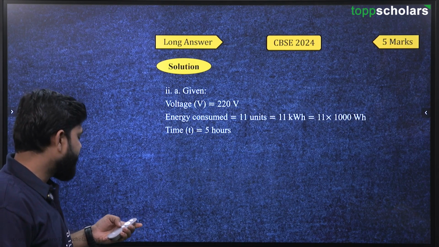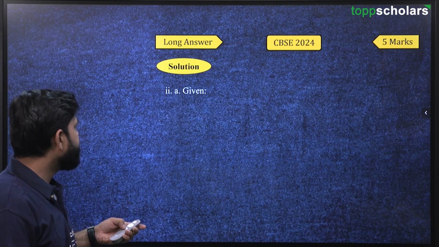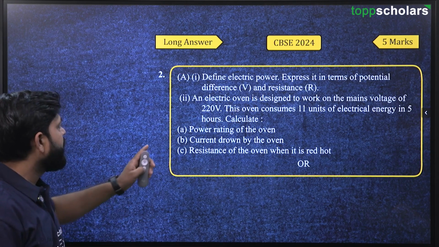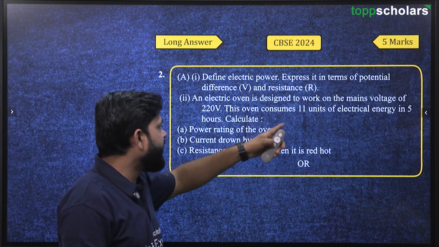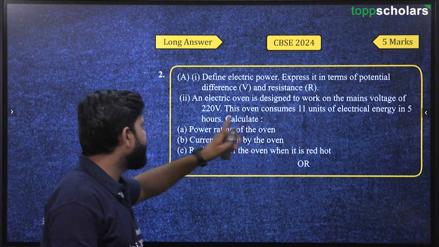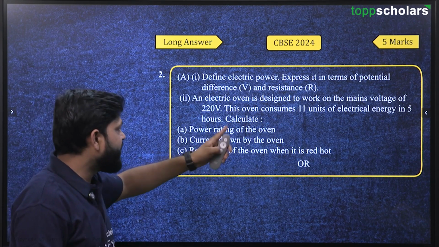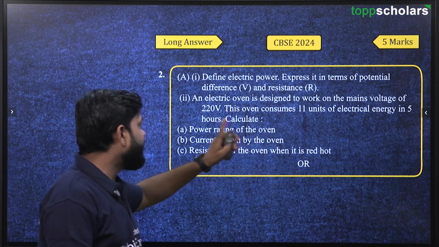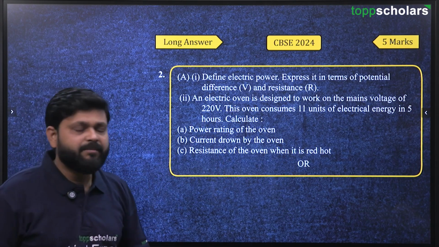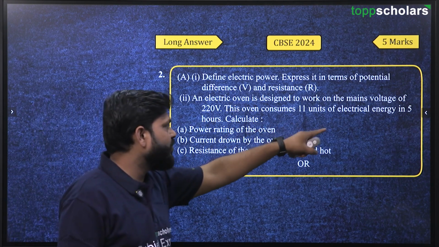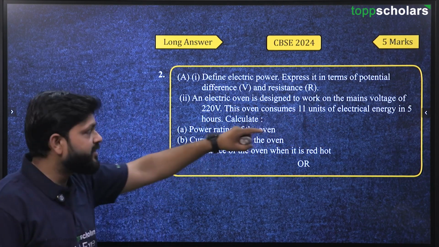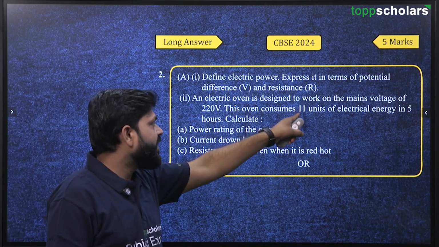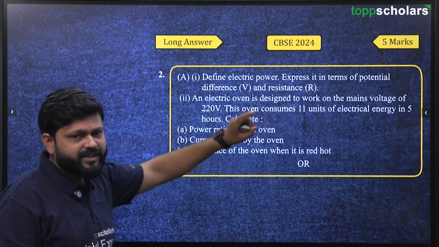Now, the second part of this question: an electrical oven is designed to work on the mains of voltage 220 volt. The oven consumed 11 units of electrical energy in 5 hours. Calculate. Guys, we have to be very clear: 11 units has been given to you, and the time has been given in hours, 5 hours. So we will take it as 11 kilowatt-hours, we can take kilowatt, right?